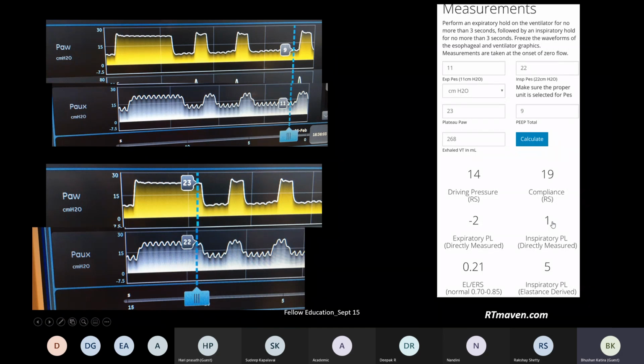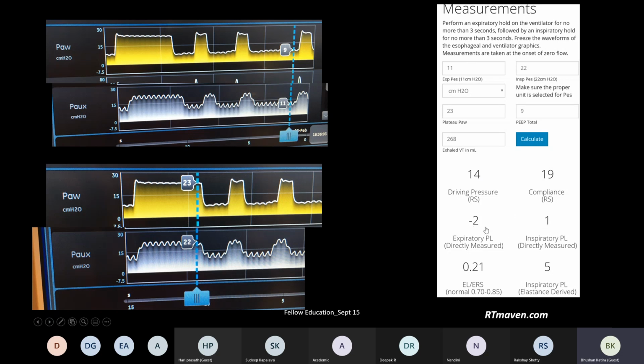Now in the method that you're talking about, which is direct measurement, this 1 minus of minus 2, which is 3, would be the driving transpulmonary pressure of the lung, which is to say that 3 centimeters is used to give the tidal volume. Whereas on the ventilator we are using 14. Right? So 3 is being used for the lung.